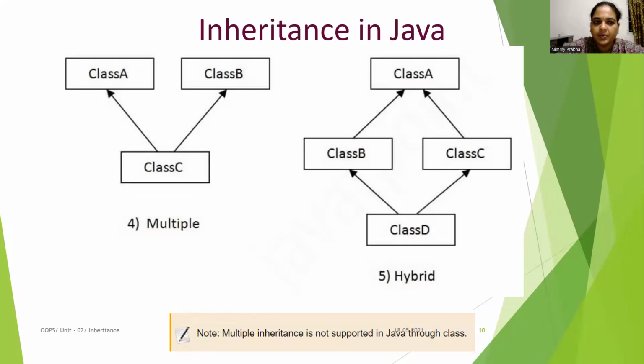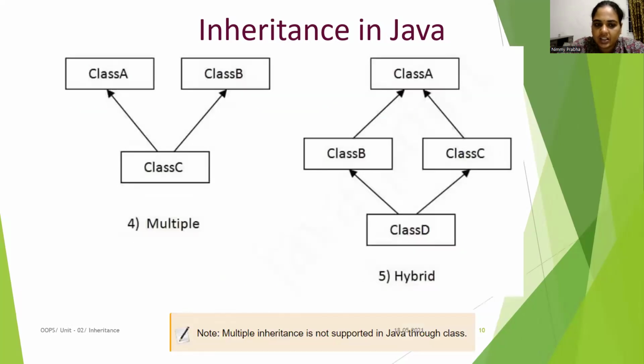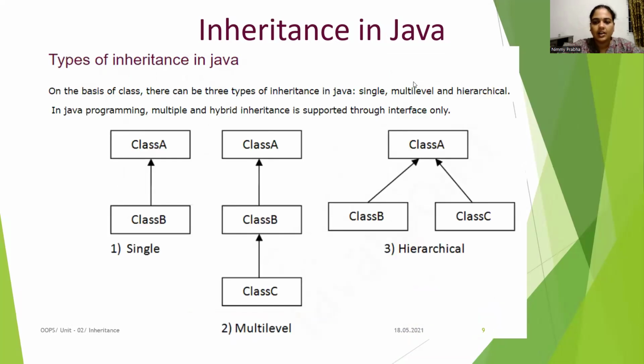Hello, this is the next part of inheritance, that is, types of inheritance. There are mainly five types of inheritance: single inheritance, multi-level inheritance, hierarchical inheritance, multiple and hybrid inheritance. The simple inheritance is what we have discussed over, that is an example for the single inheritance. Single inheritance is also known as simple inheritance.